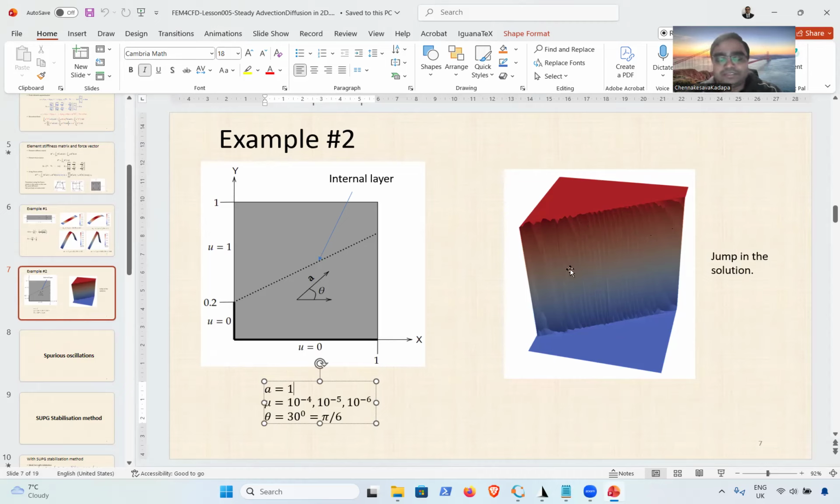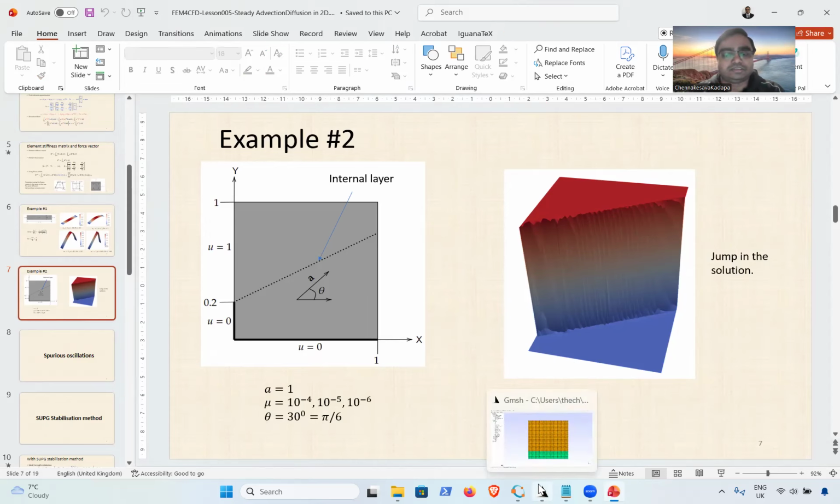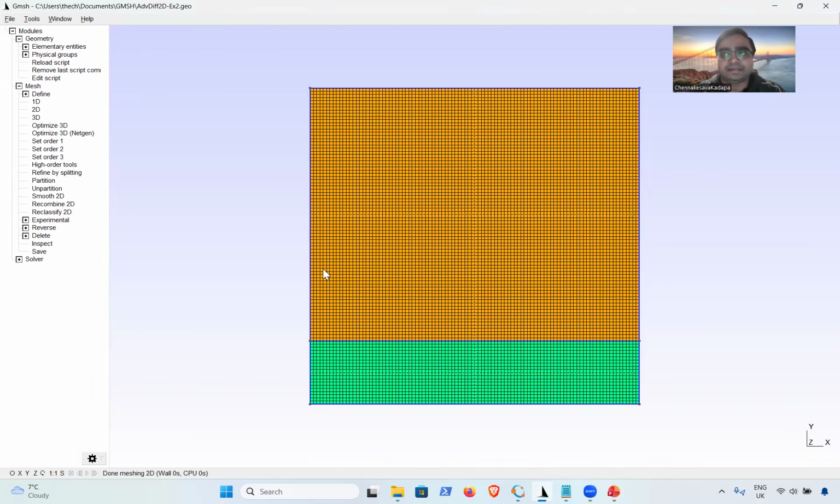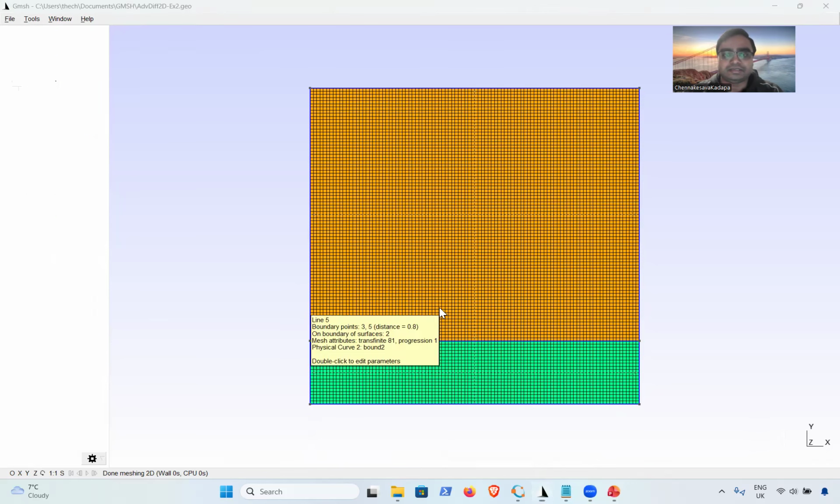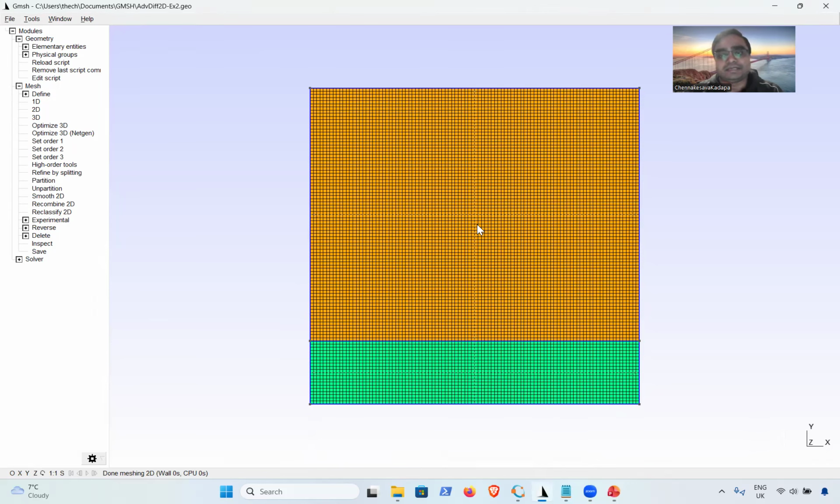We will now see if whatever we have used so far helps, and if not, what the alternatives are. I have created a domain in Gmsh, such that I have a separate line separating these two boundary edges, because we need a value of 0 here and here, and a value of 1 here. This is a 100 by 100 mesh, but I also have some coarser meshes with 20 by 20 and 40 by 40.